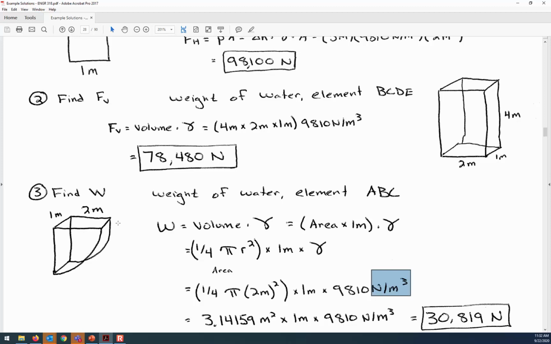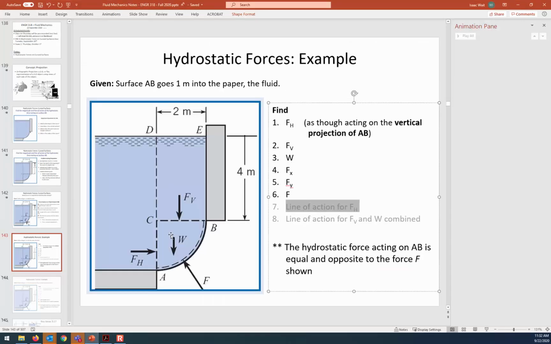So in this case, the area of the circle is 3.14 meters squared times 1 meter into the page. Now that makes that a volume, times 9810. So it's 30.8 kilonewtons is the vertical force W. So that's acting down, and the FV is acting down.